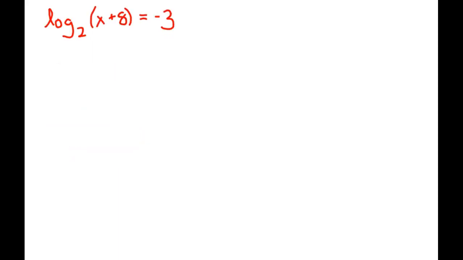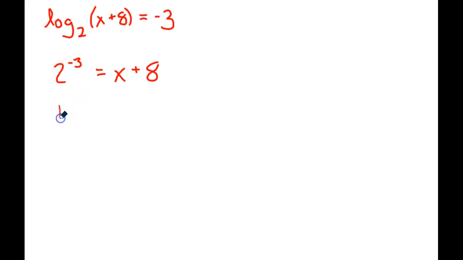In this problem, we have log base 2 of the quantity x plus 8 equal to negative 3. So just like the last problem, we're going to write this in exponential form and then try to isolate x by itself. So rewriting this in exponential form, we get 2 to the negative 3 power equal to x plus 8. Now we need to simplify to get x by itself.